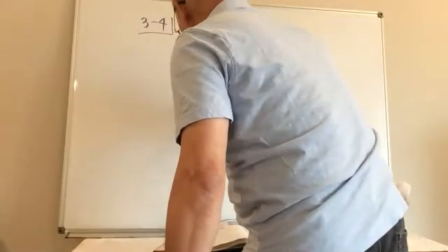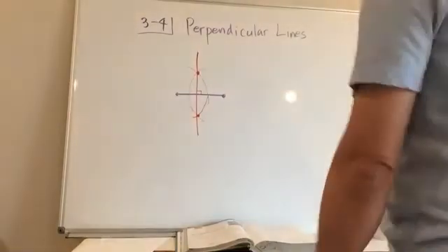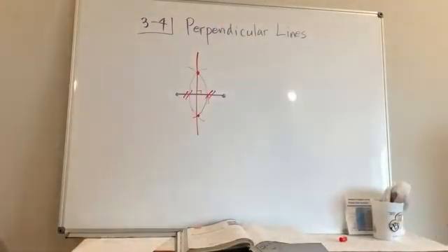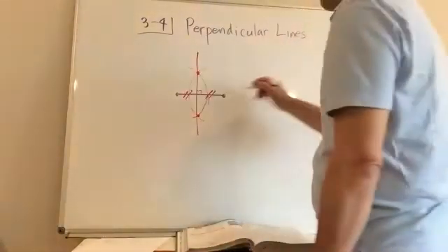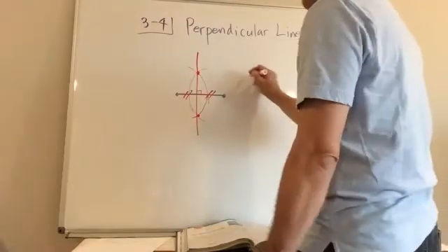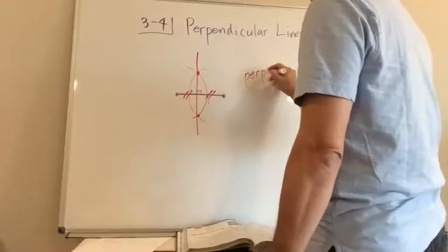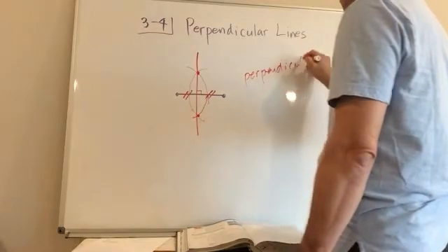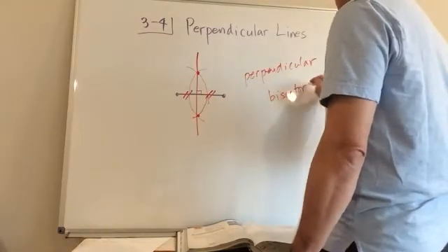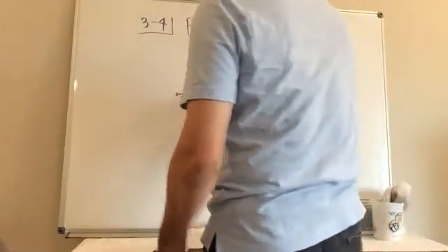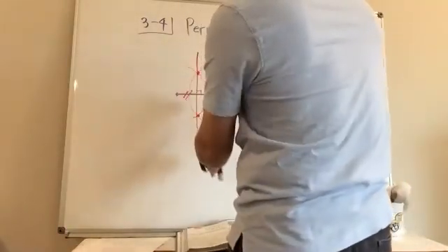Now if I connect these, this is supposed to be perpendicular. Not only is it perpendicular, actually this line and this line are going to be congruent. And the reason being is that this is what we call a perpendicular bisector, because not only is it perpendicular to this line, it cuts it in half, it bisects it.